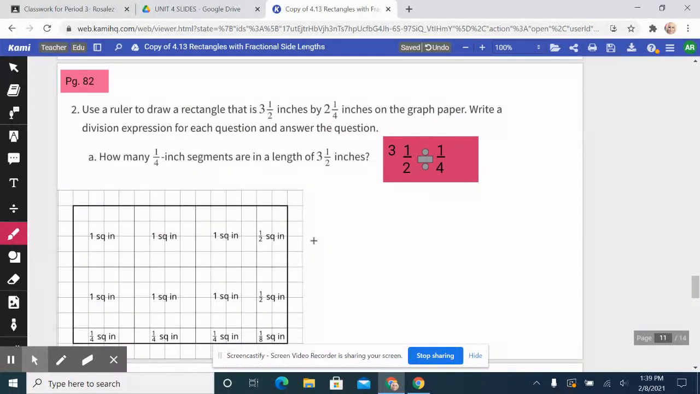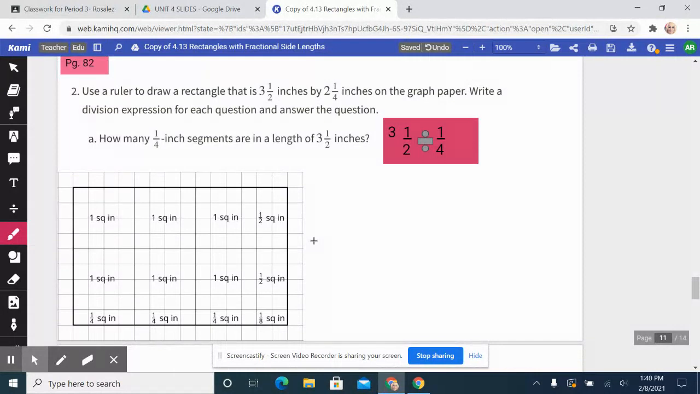Now we have a little bit more challenging problem, and this is what it's going to look like. It says draw a rectangle that is 3 1/2 inches by 2 1/4 inches. If we were in the classroom, you would be doing this in groups on graph paper. I made it simple for you. I already drew on here what you should have. We're going to write a division expression for each question. A says, how many 1/4 inch segments are in 3 1/2 inches? What you're writing is technically what's in this little box right here in pink.